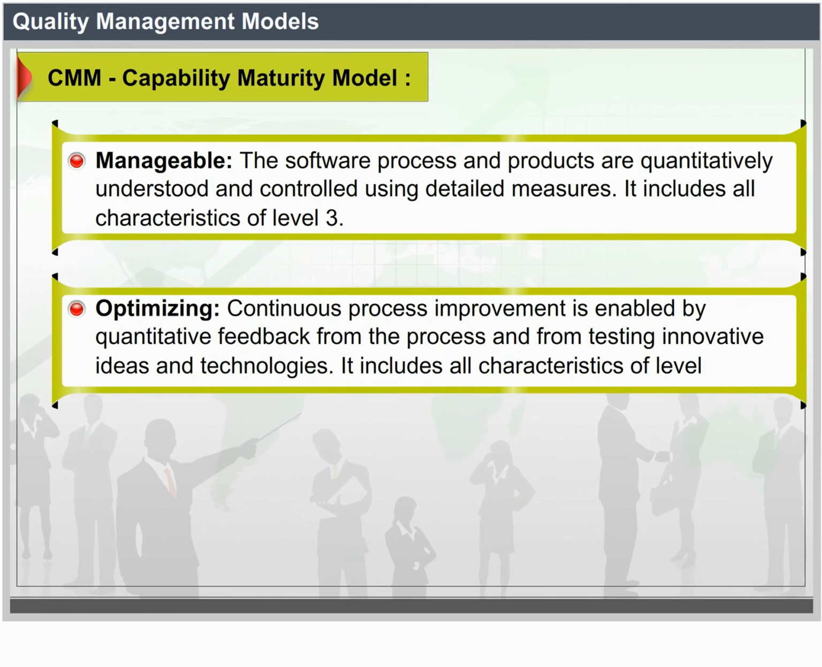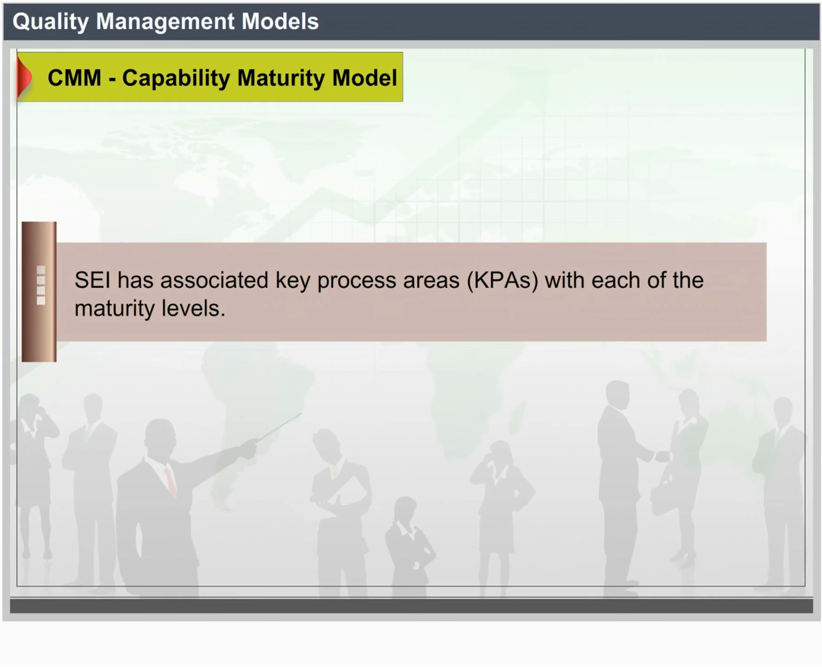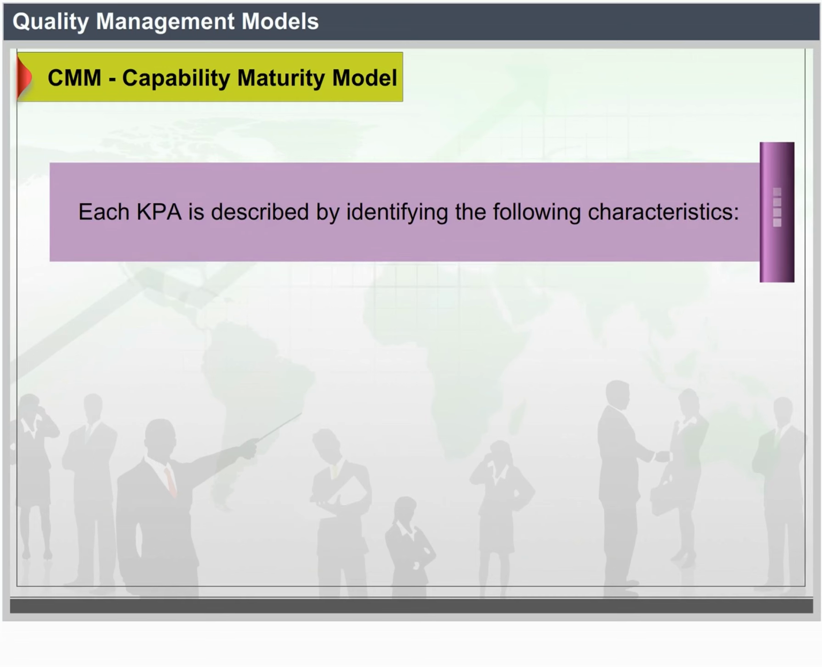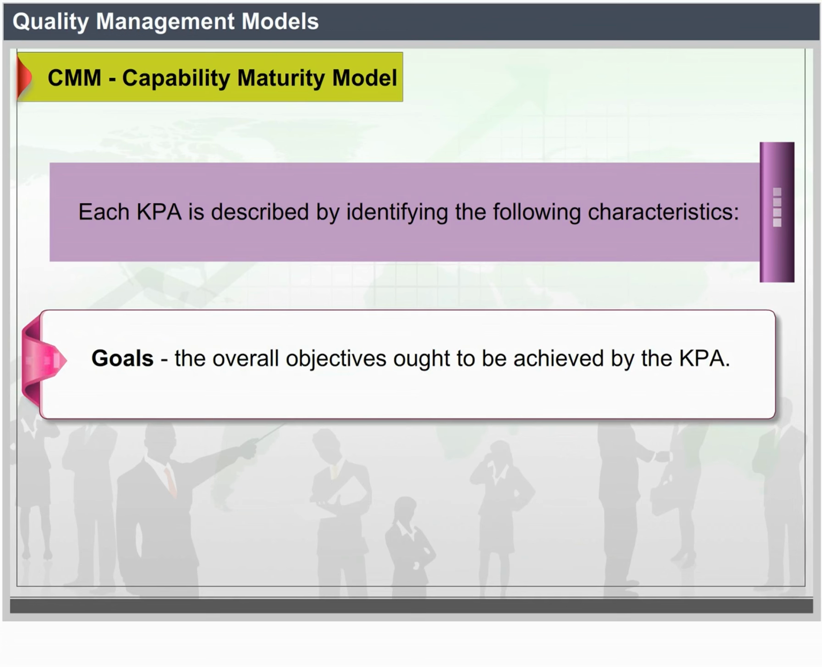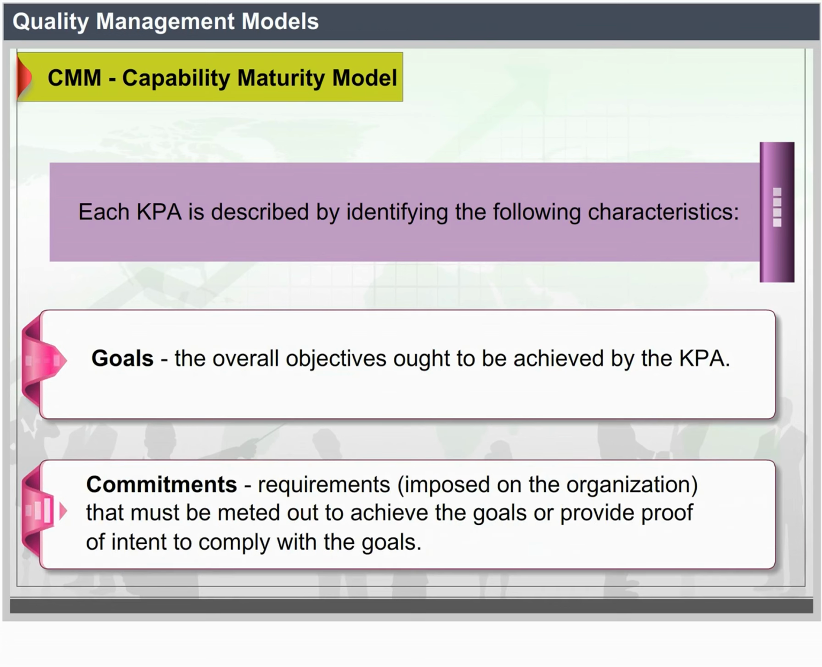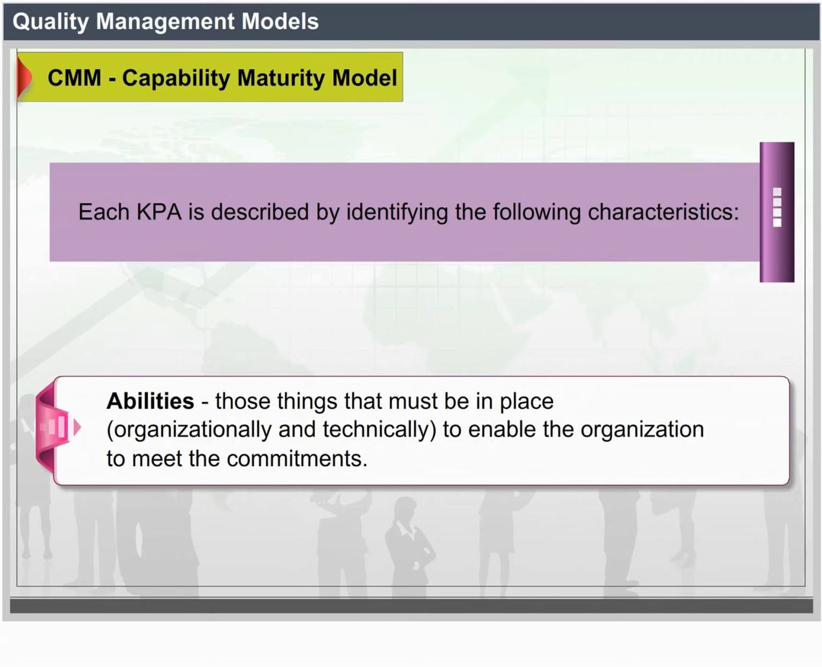SEI has associated key process areas, KPAs, with each of the maturity levels. Each KPA is described by identifying the following characteristics. Goals, the overall objectives that the KPA must achieve. Commitments, requirements imposed on the organization that must be met to achieve the goals or provide proof of intent to comply with the goals. Abilities, those things that must be in place organizationally and technically to enable the organization to meet the commitments.